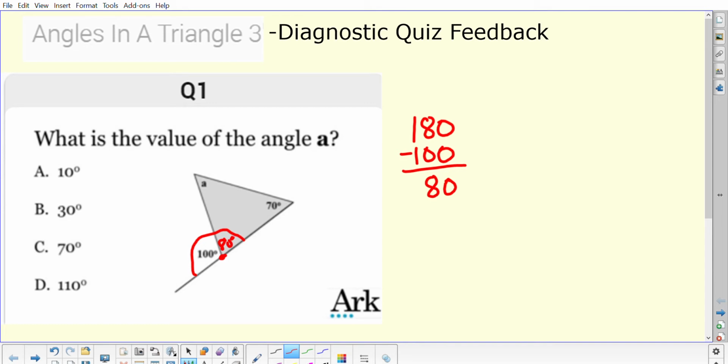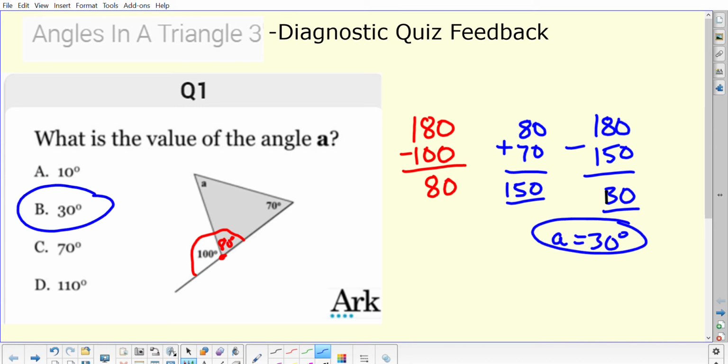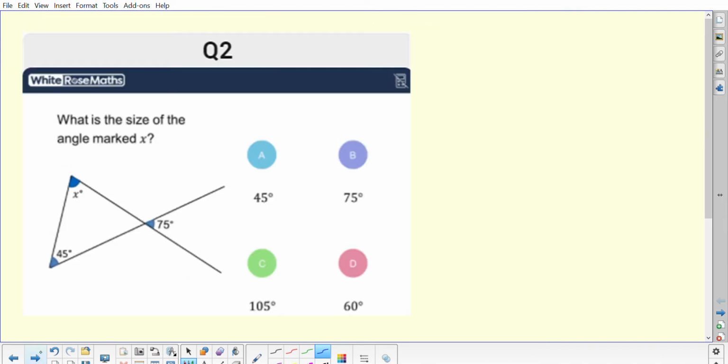be 80 degrees. If you then add up the 80 and the 70 that are now inside the triangle, you get 150 degrees, and then take that away from your 180, you'll get 30 degrees, and that of course would be the size that we would be looking for angle A, which would be answer B. So that was using two of your angle facts, using angles at a straight angle and also the sum of angles inside a triangle. This question here, number 2.